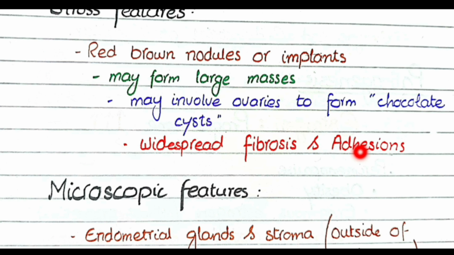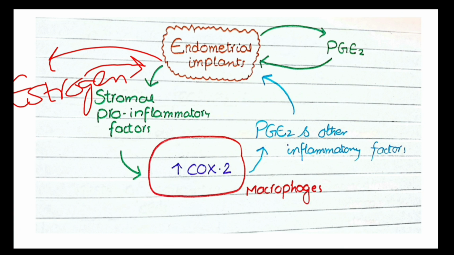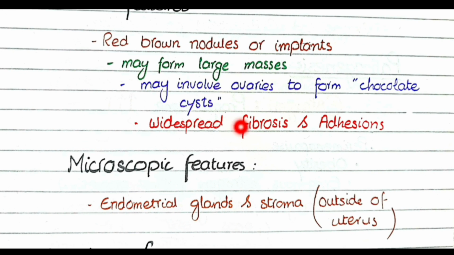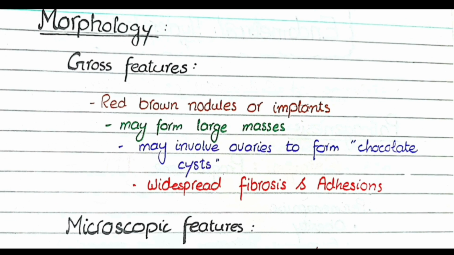Why do this fibrosis and adhesions develop? You know that whenever there is bleeding in the abdomen and pelvis, this blood will be organized by the development of fibrotic tissue. So this fibrotic tissue will result in widespread fibrosis and adhesions. So remember these gross features.